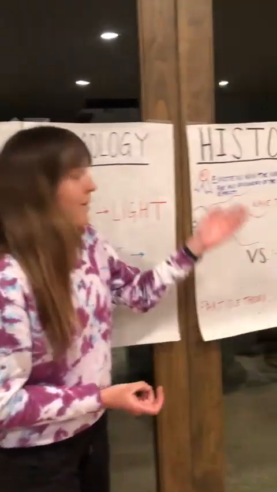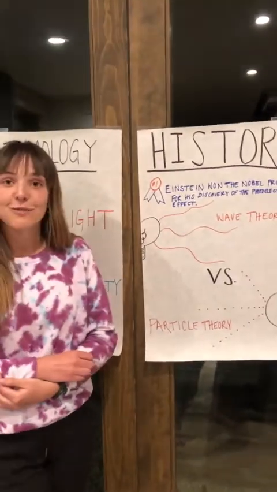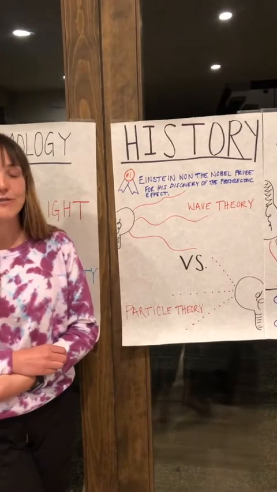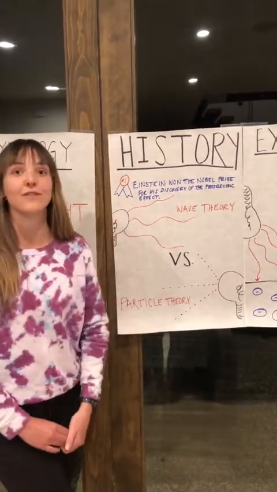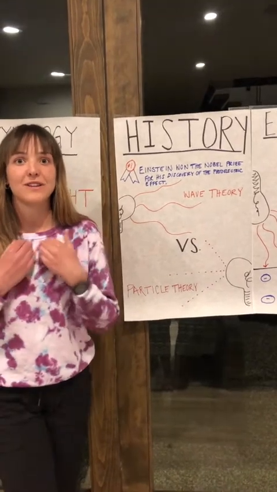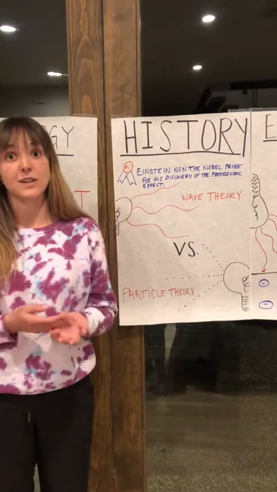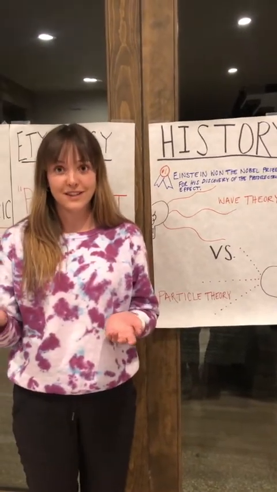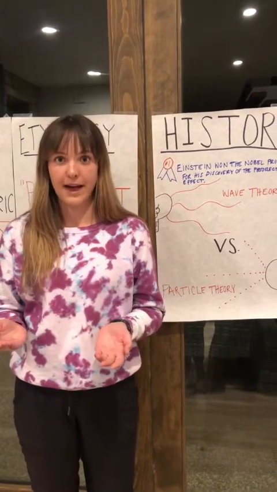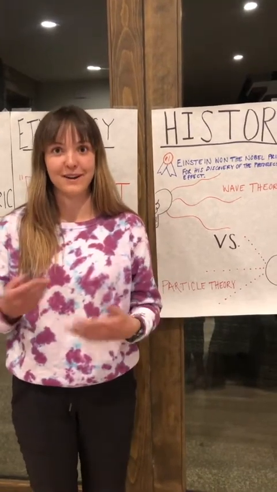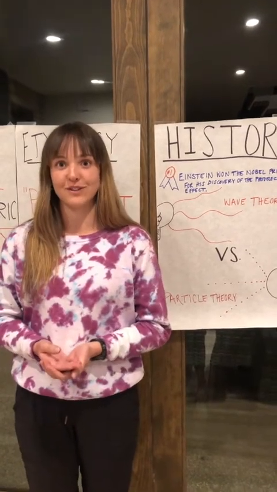To talk a little bit about the history of the discovery of the photoelectric effect, it was discovered by Albert Einstein in 1905, and he later went on to win the Nobel Prize for his discovery of the photoelectric effect. To me, this part was really interesting because we always think of Einstein associated with his theory of general relativity and special relativity, but he actually didn't win the Nobel Prize for that. It was too complicated for people at the time, they didn't understand it. But he did win a Nobel Prize for his discovery of the photoelectric effect.